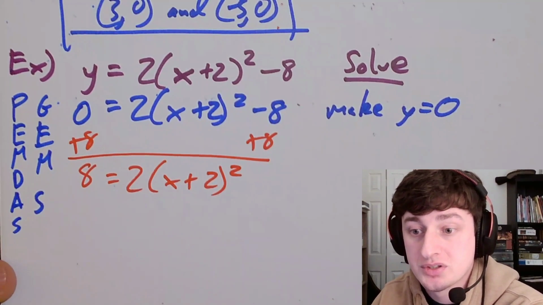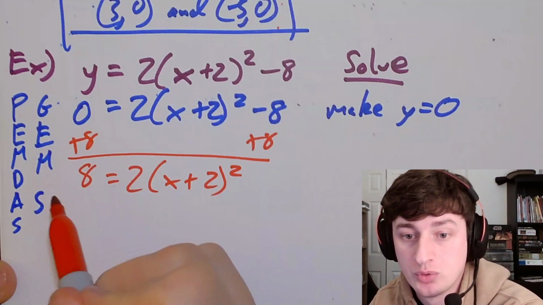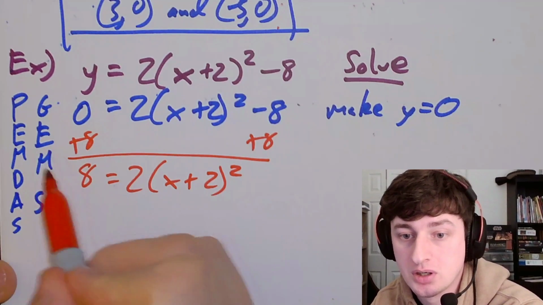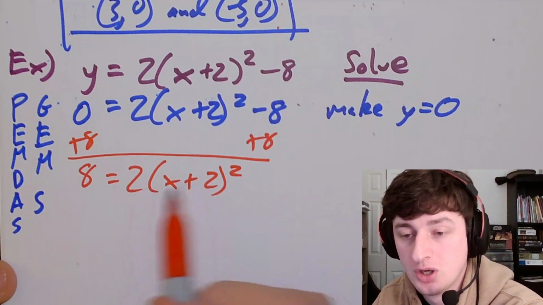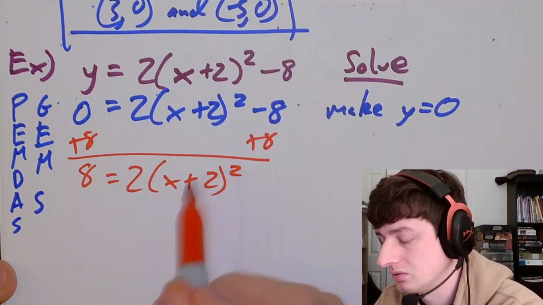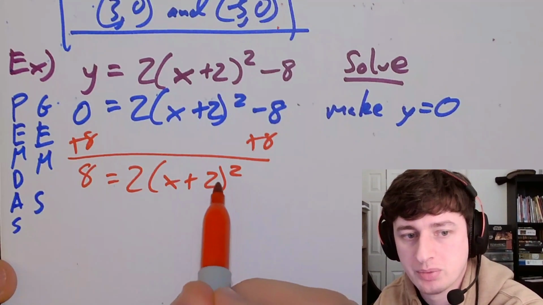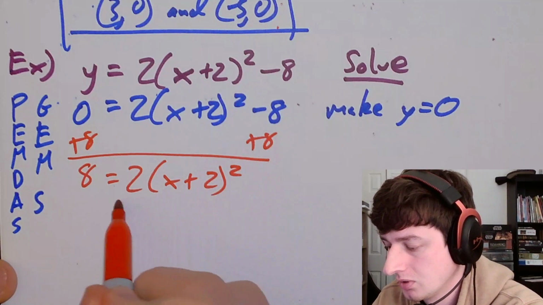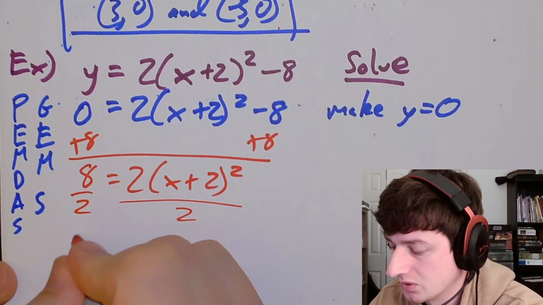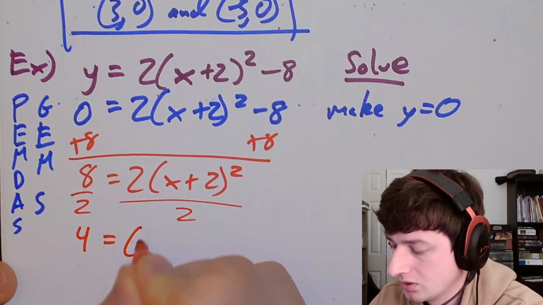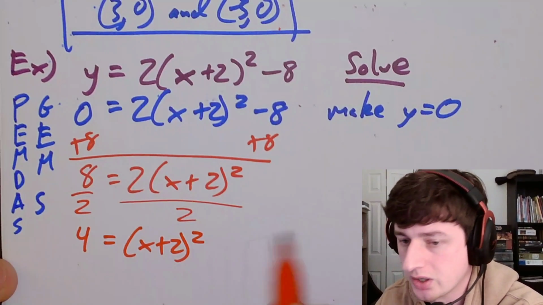And then we do the next inverse. So we are at multiplication. What's the inverse of multiplication? Division, right? This is all times 2. We could distribute, we could multiply the binomial and distribute, but it's easier to just divide by 2 on both sides. And so we get 4 equals x plus 2 squared.